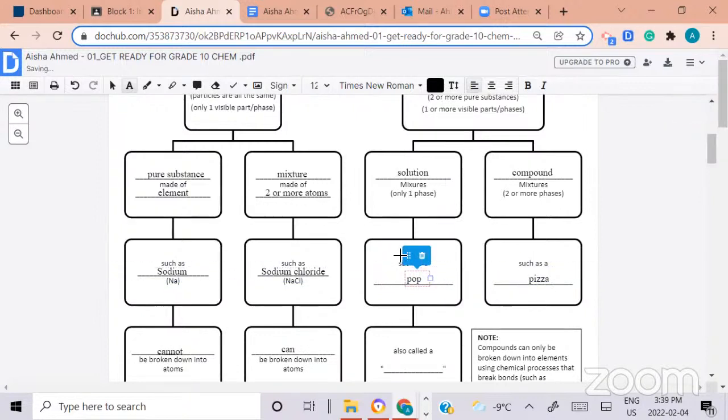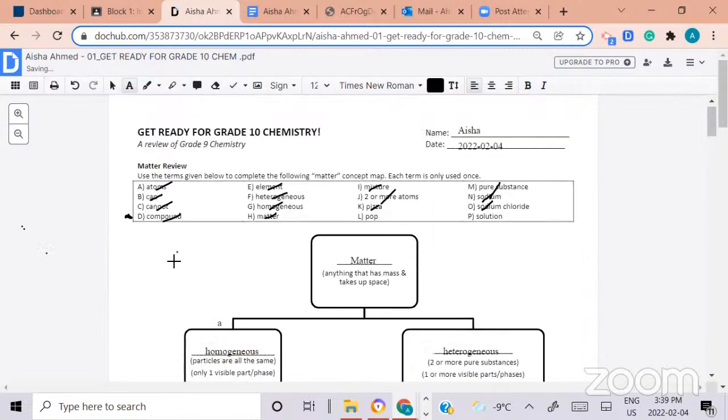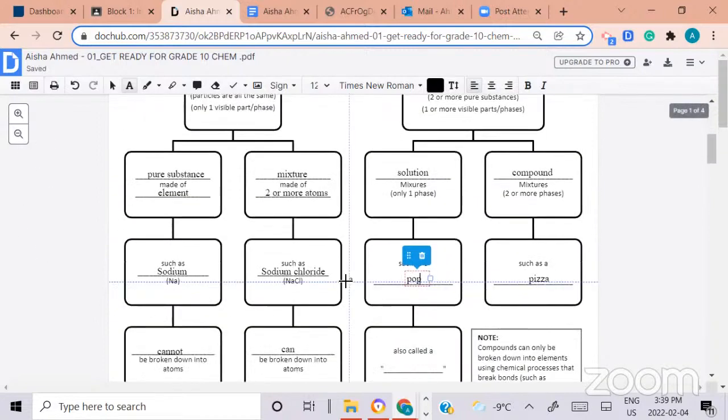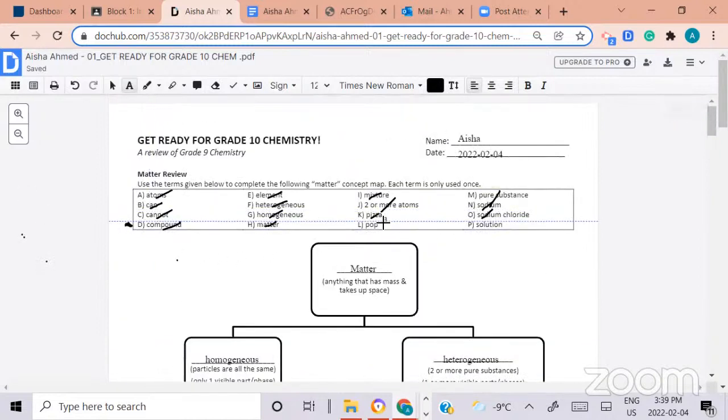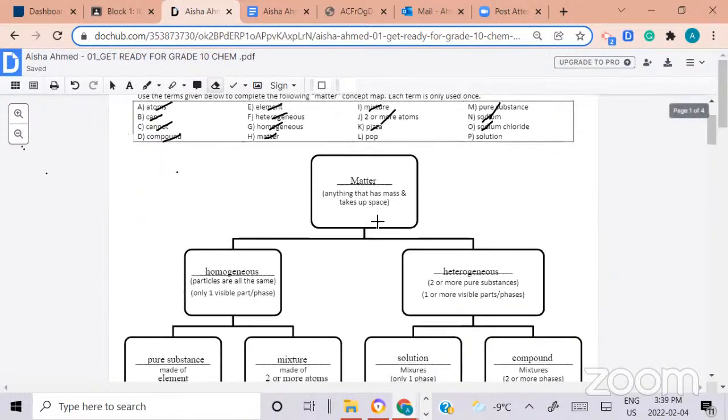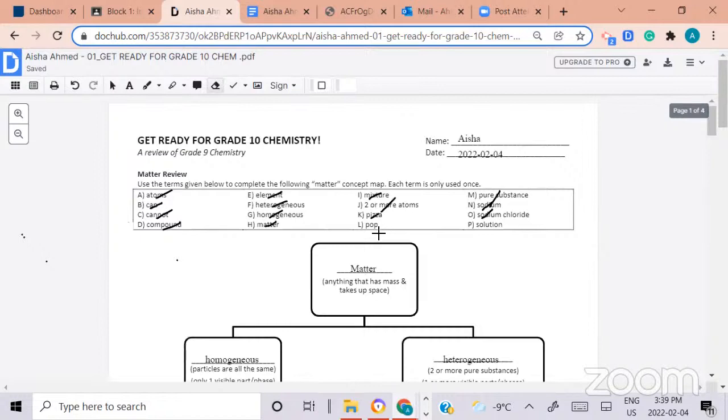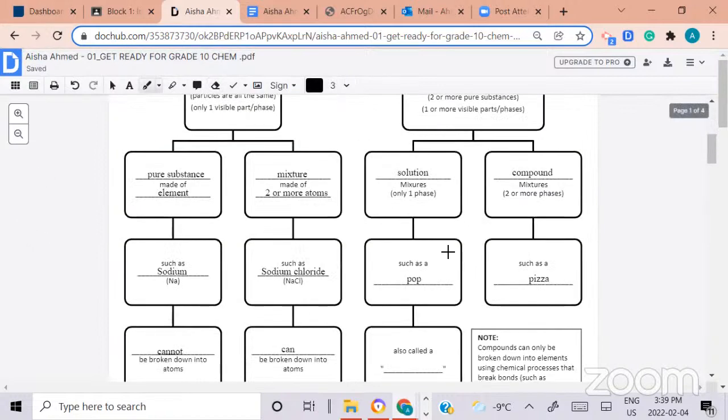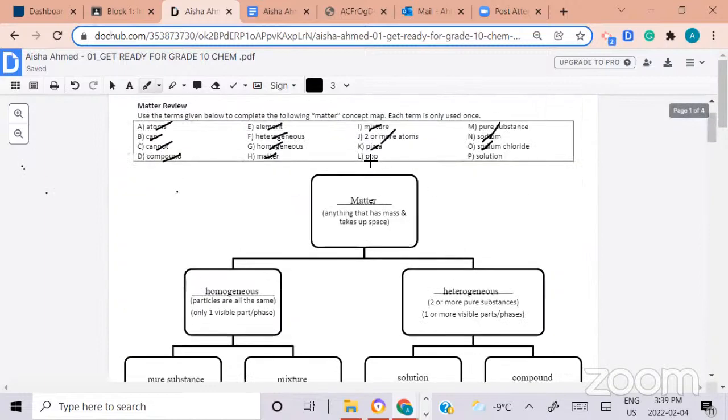Okay, also called. So we only have... Yeah, no, we did compound as well. Compound is gone. So all we have left is solution. No, we did solution. We've done all of them. It says each term is only used once.